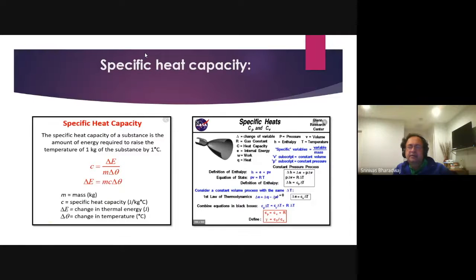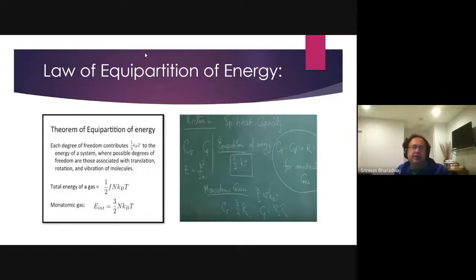So Cp versus Cv: combine the equations and you have Cp and Cv. So now you have the two types of heat capacity.